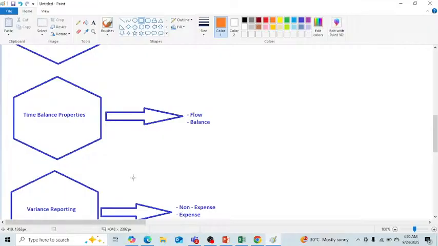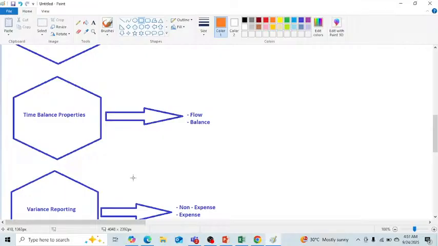Like we have the flow. This is for accounts that represent movement over a period, like sales or expense. The data for January and February are summed. We have the balance also. This is for accounts that represent a snapshot at a point in time, like cash or accounts receivable. So Essbase takes the value from the last child of the period. For example, the quarter 1 balance for cash is the same as the March value.